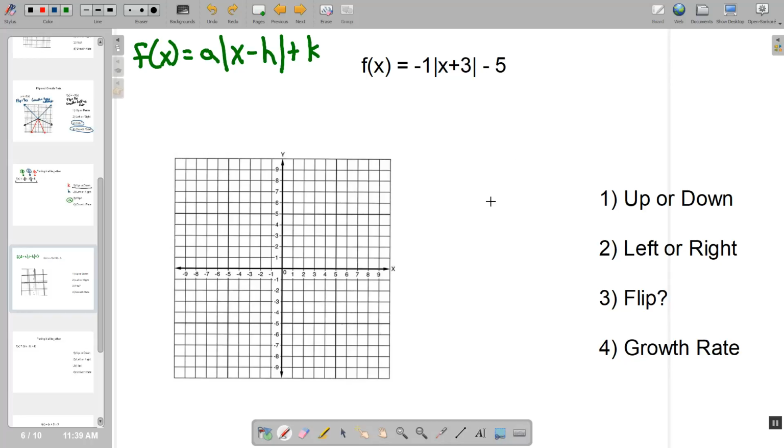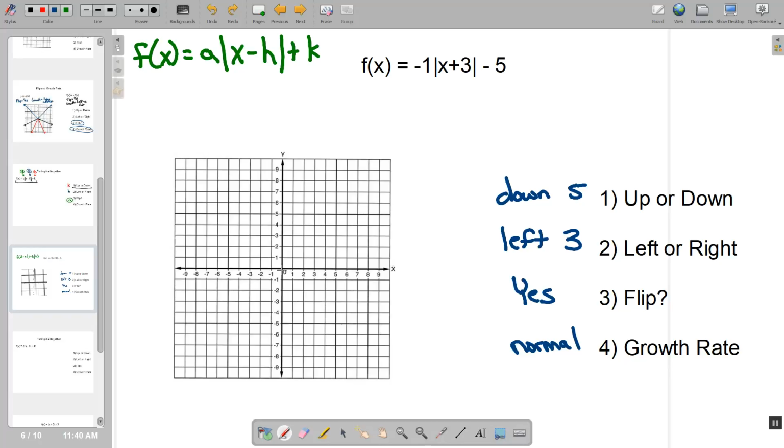And I see a -5, so that means this one is going to be going down 5 from the original vertex. Left or right is the number inside of the parentheses, and we want to go opposite because we're trying to create a 0, so that needs to be -3. So that means we are going left 3 from the original. Flip, we look at the value in front of the parentheses. This time is a -1, so that means we do flip. And then the growth rate, though, lucky for us, is still a 1, so normal growth rate.